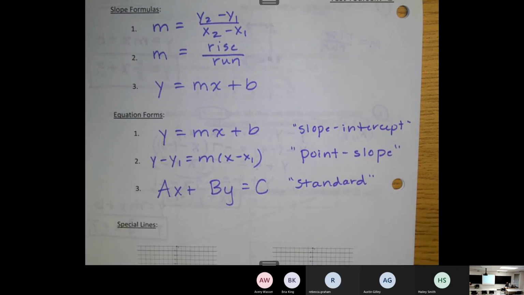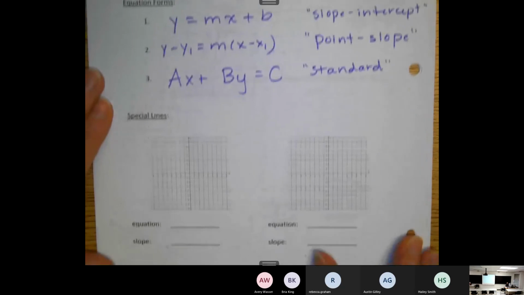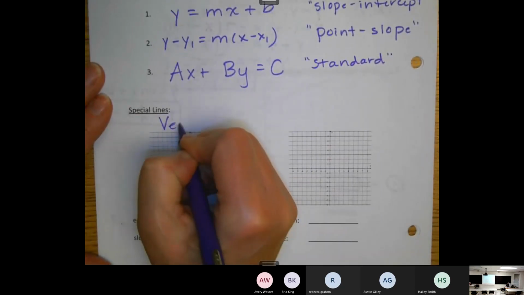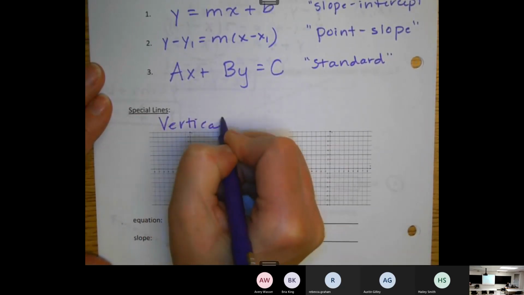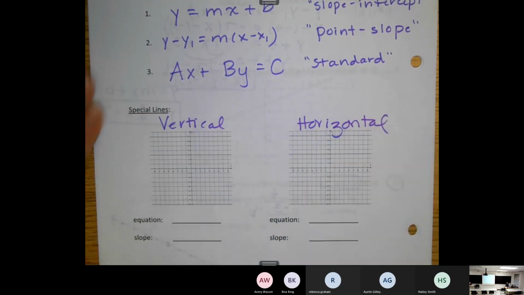Most lines that tilt upward or downward are going to follow those formulas, but we did see some special lines like vertical and horizontal that act their own way. So we might want to think about those separately. Maybe test yourself and see if you can remember which one is which. Maybe draw a vertical and a horizontal line there, and start to think about what we know about the equation and the slope of each one.